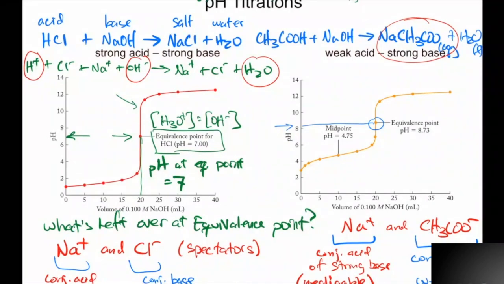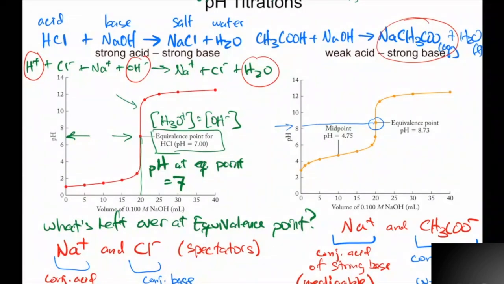Now, one thing I hope you noticed for sure was that the starting pH was different. These were about the same concentration of acid, so the starting pH is going to be lower for the strong acid because it dissociates 100%, whereas for the same concentration, the weak acid won't dissociate as much.